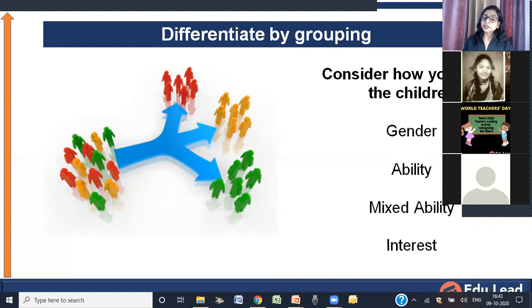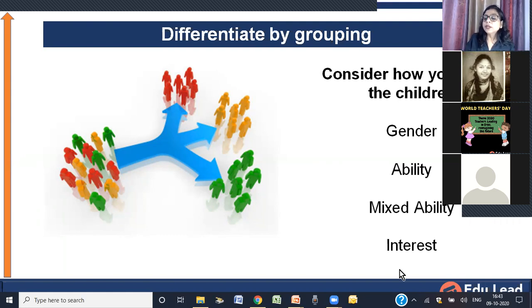Or you can have gender grouping with an equal number of boys and girls in all the groups. Then there will be ability grouping. As I told you, ability grouping is putting low ability together, middle ability together, high ability together. Or it could be mixed ability grouping, which means low ability, middle ability, and high ability are all present in one group. So there is an even distribution of all three abilities in all the groups.